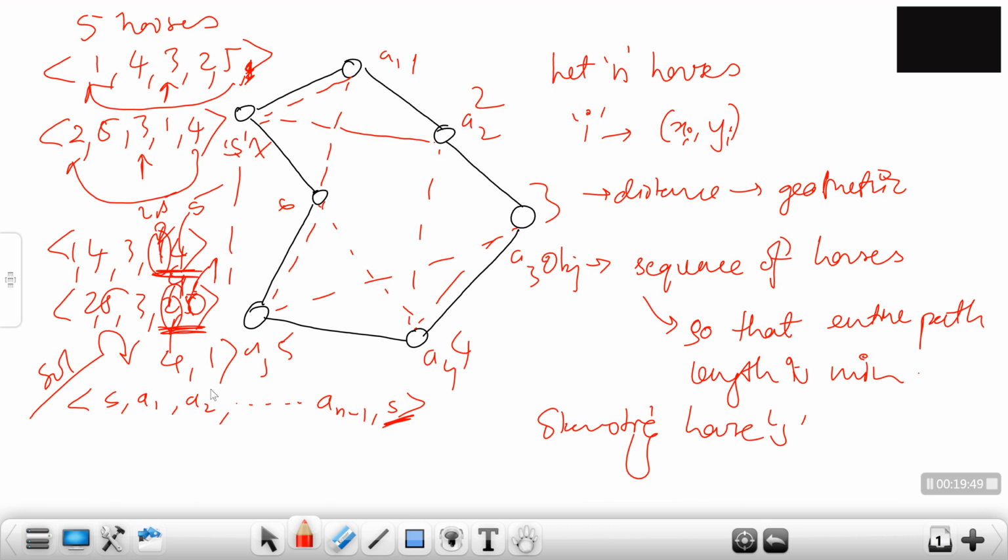Similarly for mutation, we do the same thing. Mutation might also create an infeasible solution, so we model the mutation operation so that we can use it in the same way. If a house is repeated, we try to change it. That is what we take care of in this whole traveling salesman problem using genetic algorithm.